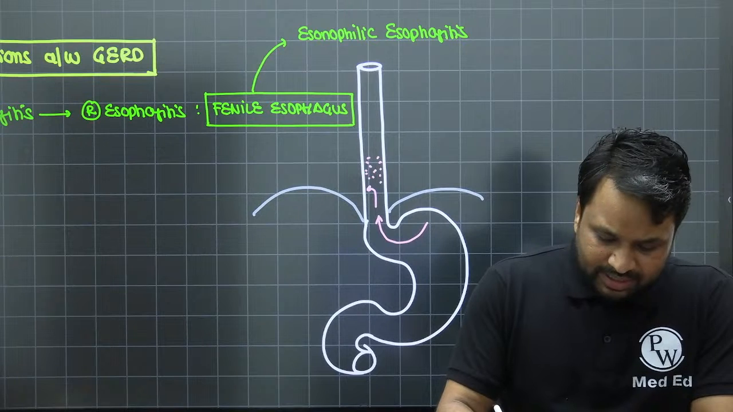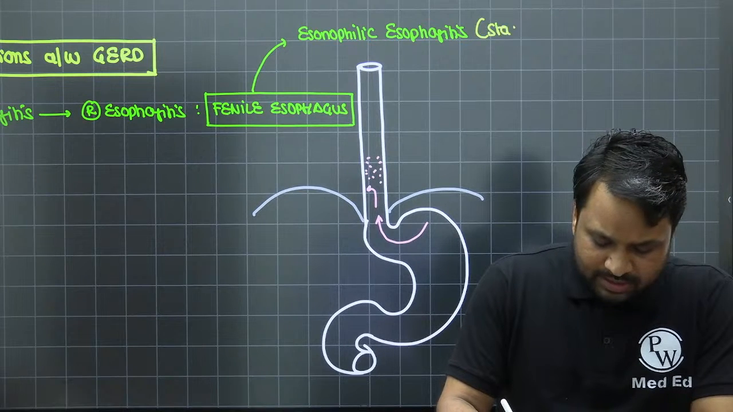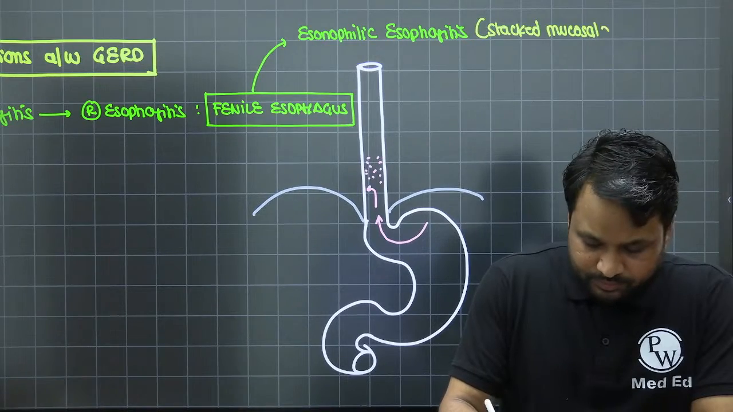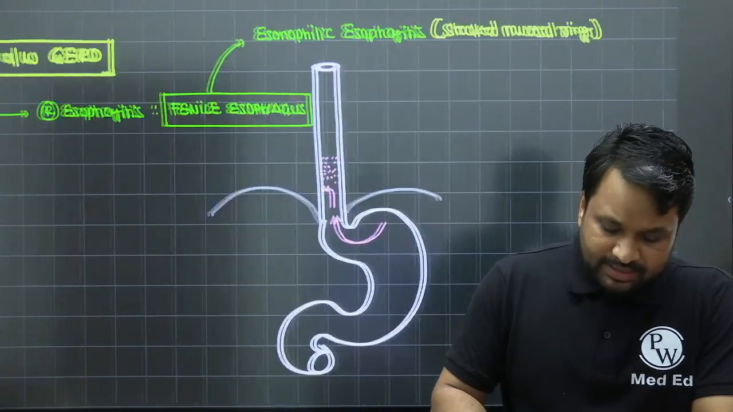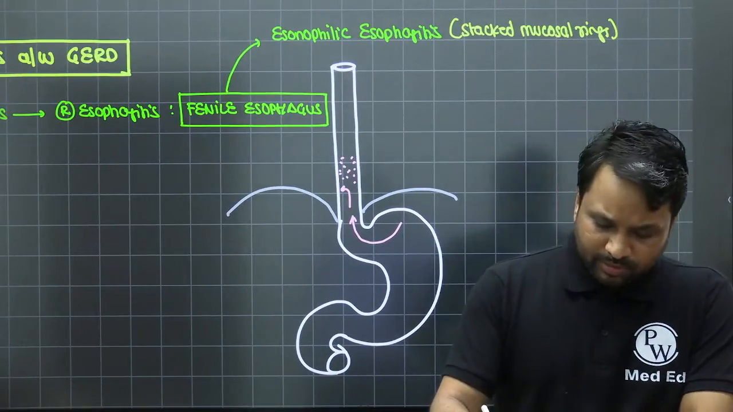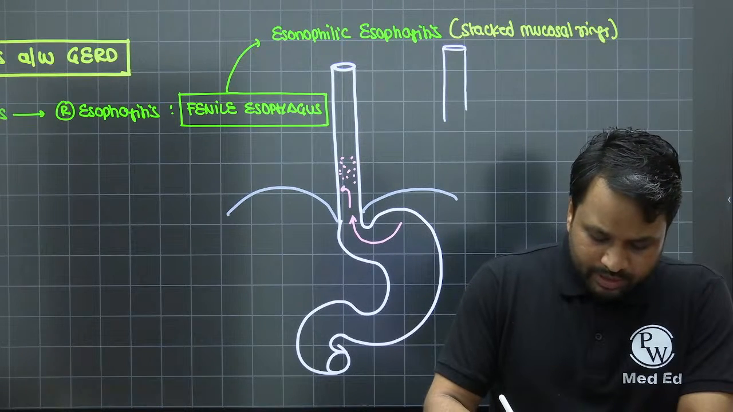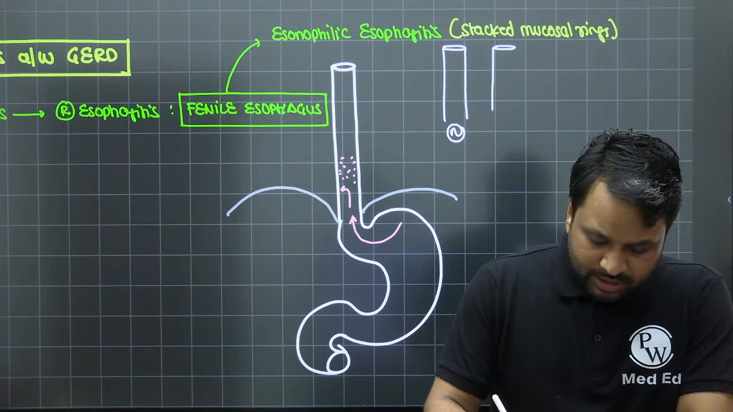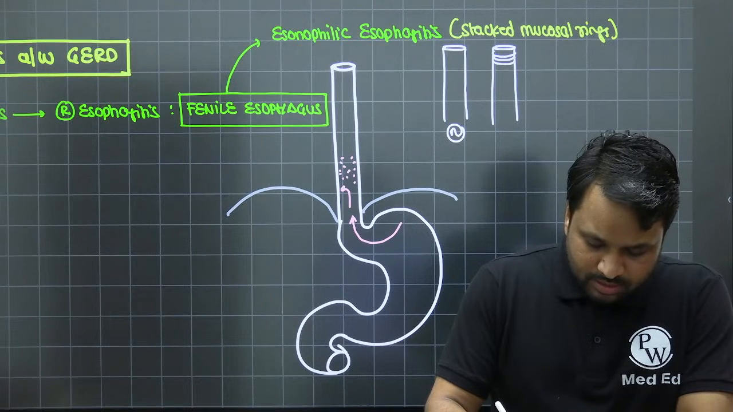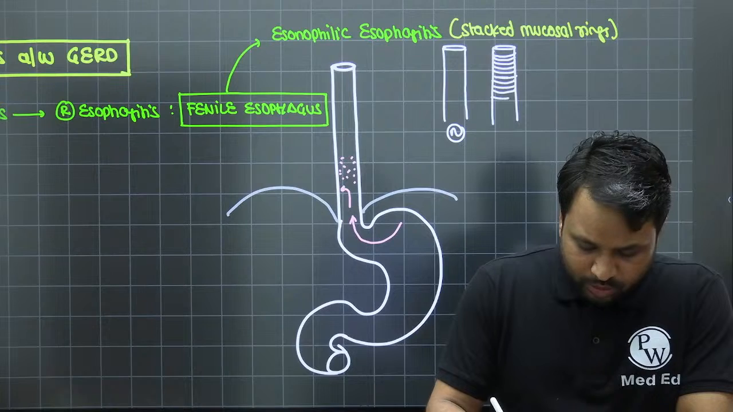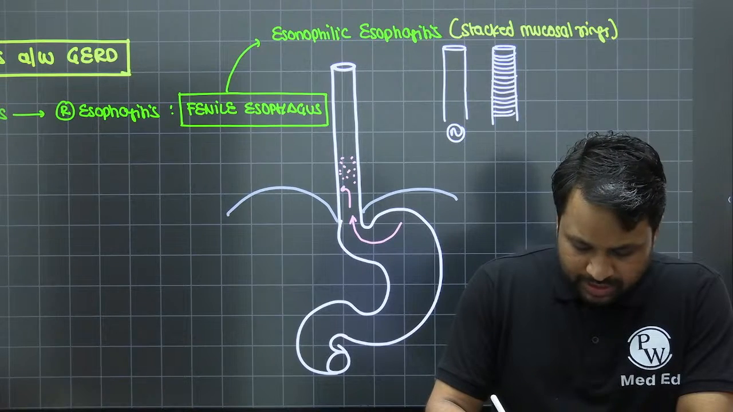Now, this is classically described as stacked mucosal rings. What do you mean by this? Normally when you look at the esophagus, this is how a normal appearance of the esophagus would look. In stacked mucosal rings, the esophagus appearance from a normal lumen is now going to become like this. You will see it is now going to have these bands running through the mucosal surface. Now it looks like a channeled one.